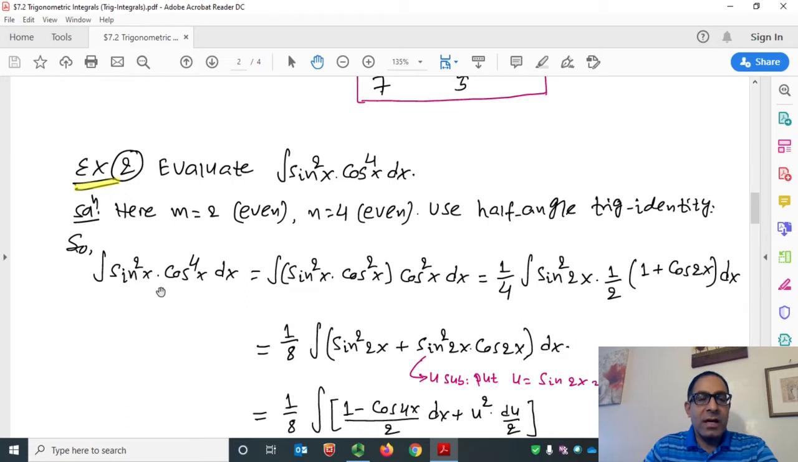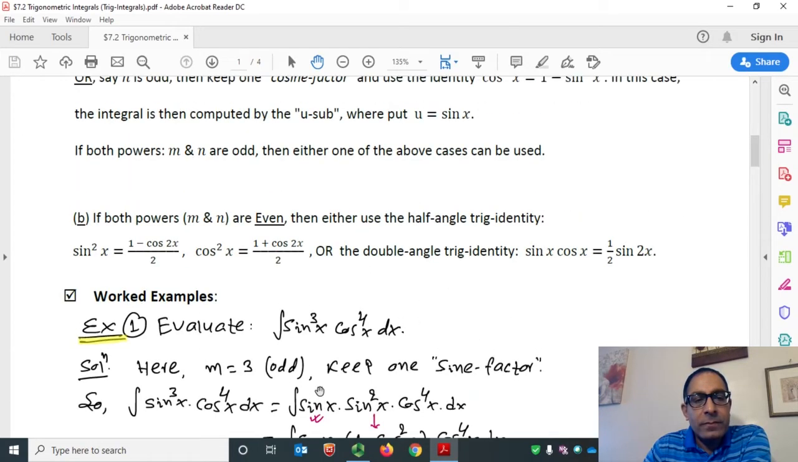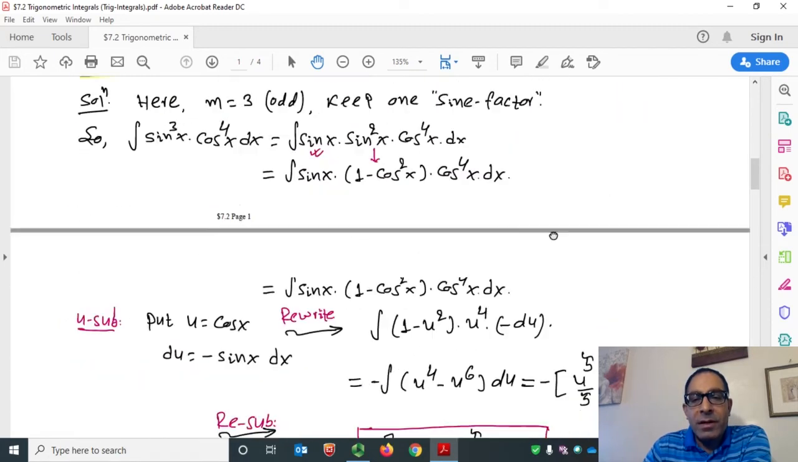Integral of sine square x times cosine to the power 4 x dx equals, I break down cosine to the 4 as cosine square times cosine square. The first term as it is, and then sine square x cosine square x becomes sine square 2x over 4. Let me show the formula here. So sine square x cosine square x equals 1 over 4 sine square 2x, squaring both sides. Okay, great. So let me scroll down.